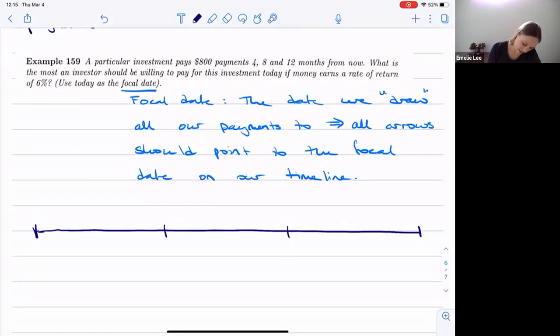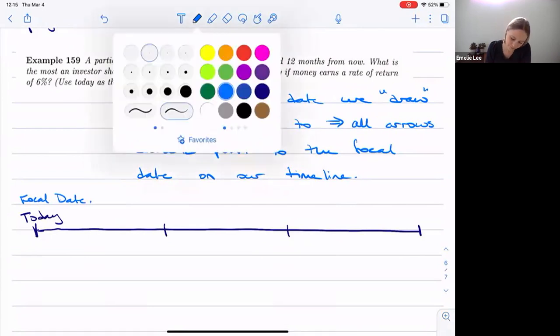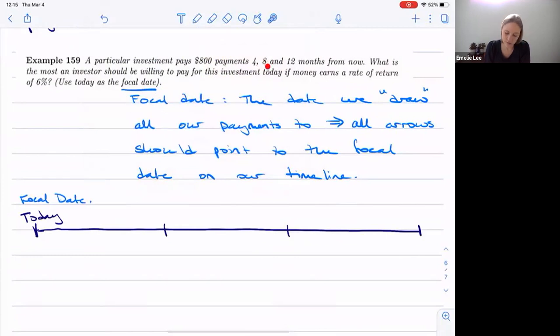okay, we're going to start here today, which we are calling our focal date, mostly because it told us to. We haven't used that terminology before because we haven't done a lot of timelines yet. When I give you the focal date, it's supposed to make it easier for you, because now I know that all my arrows have to go to the focal date. We don't know the dates for 8 and 12 months from today, but that's okay. I can just put 4 months, 8 months, 12 months up here.